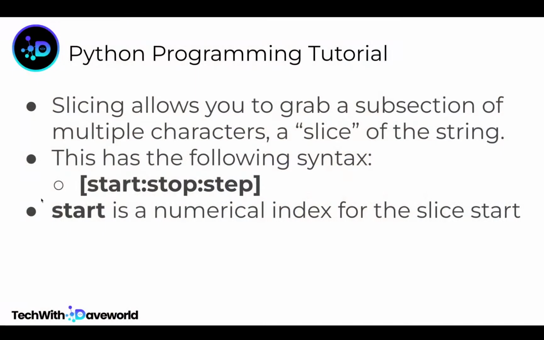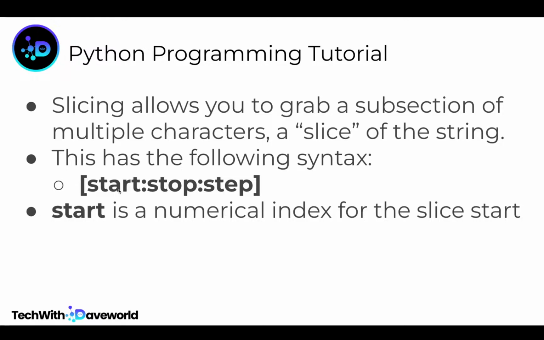We have this square bracket and a start number. The start number is basically where we want to start grabbing our string from. It can be anything: 0, 1, 2, 3. It depends on where you want to start from. You also have the stop and the step. The start is a numerical index where the slice starts, so where do you want to start slicing your string from? That's where you have this start index.